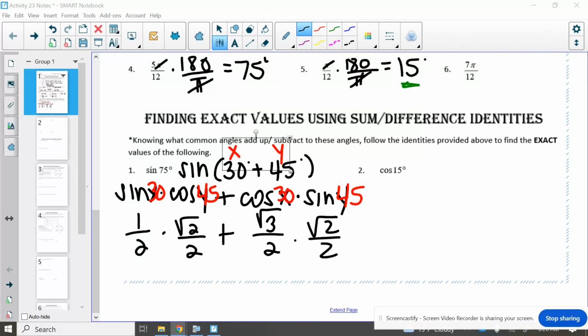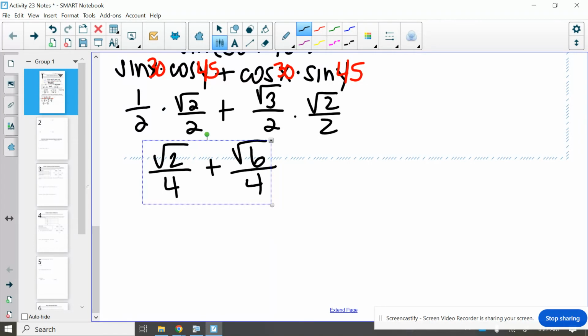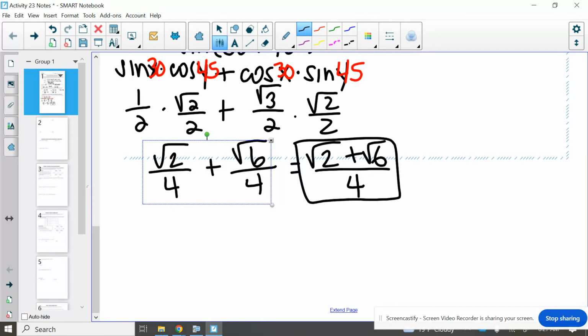We know that 1 times the square root of 2 is square root of 2. 2 times 2 is 4. Square root of 3 times square root of 2 is square root of 6. 2 times 2 is 4. And then finally, we could just write this as one fraction with that common denominator: square root of 2 plus square root of 6, all over 4.